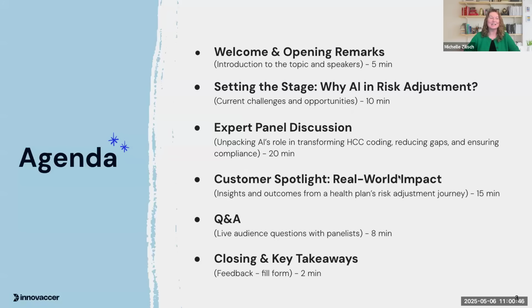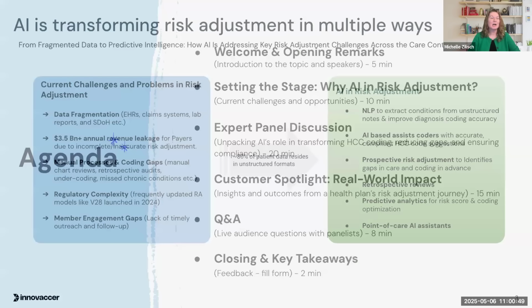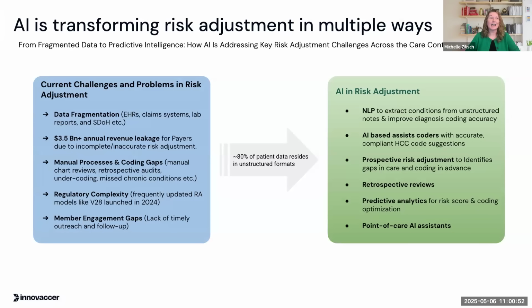We've got a very quick agenda to go through. What we'll start with is discussing some of the ways AI is changing in the risk adjustment space. We know that at least 80% of patient data resides in unstructured formats. With it, we're seeing a lot of changes with AI helping to support NLP extraction of those unstructured notes to help with diagnosis coding, assisting coders by suggesting HCC codes to them, and a lot of effort in prospective and retrospective risk adjustment to identify gaps in care and make sure those are getting closed, but also some predictive analytics. As we go through, we're going to talk about some of those things.